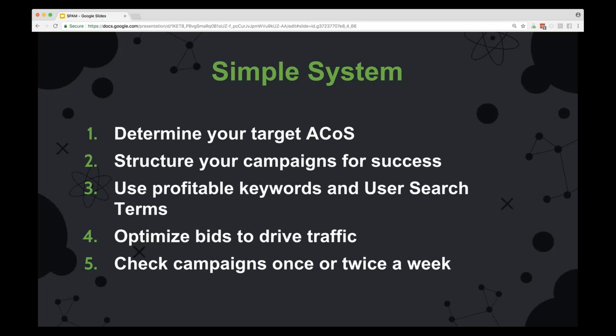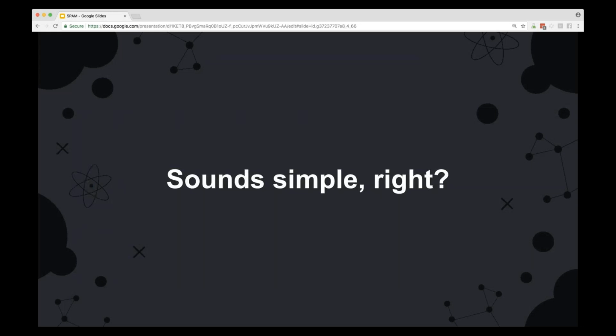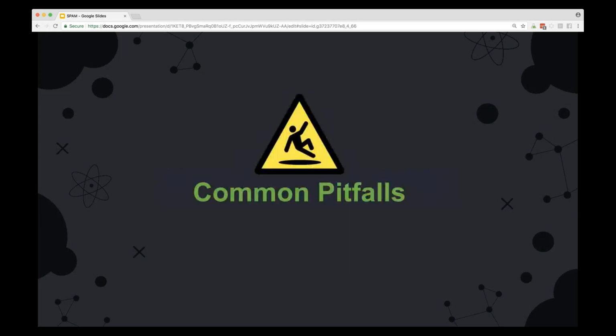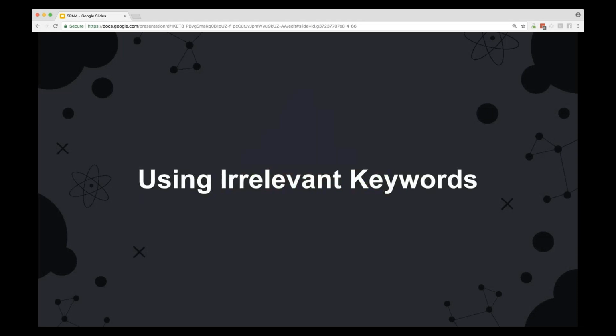So that's kind of the system, and it seems kind of simple, right? Well, sometimes not so much. So here are 4 of the most common pitfalls that we see on a daily basis. We work with thousands of sellers, and here are some of the 4 pitfalls that we see commonly. Using irrelevant keywords. We kind of talked about keywords and search terms.